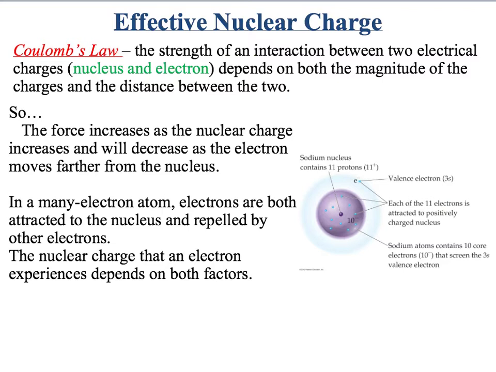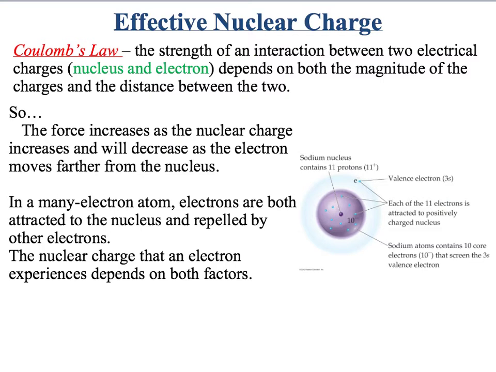Okay, and so if we know we have two electrical charges opposite, they're going to attract one another. Okay, and Coulomb's law just says the strength of that interaction really depends on both the magnitude of the charges and the distance between the two. So as the nuclear charge increases, so as it becomes more positive, the force is going to increase. Okay, and if the electrons move farther from the nucleus, then the force is going to decrease.